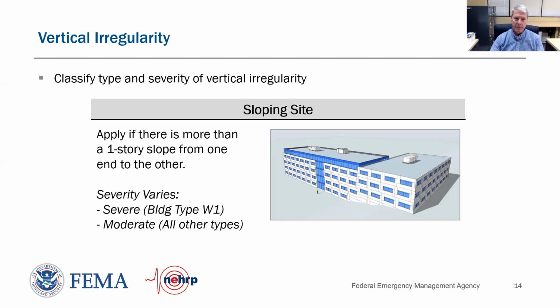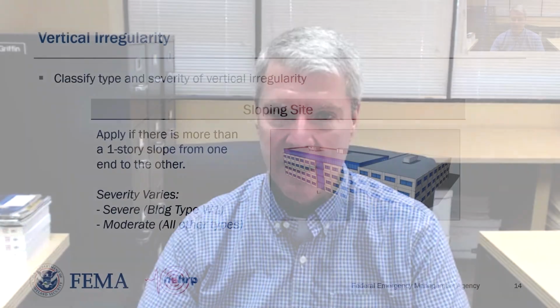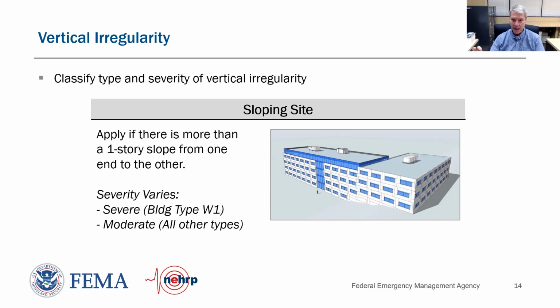And honestly, I never remember which is which, and that's where I need to refer constantly back to the P-154 document. In fact, the P-154 document in Appendix B has a series of our guide that has all of the vertical and horizontal irregularities in pictorial as well as editorial form, so you can quickly glance at it and figure out, oh yeah, I've got a cripple wall vertical irregularity, and I've got a W1 building, and I know that's severe. And so the guides are really helpful in that regard.